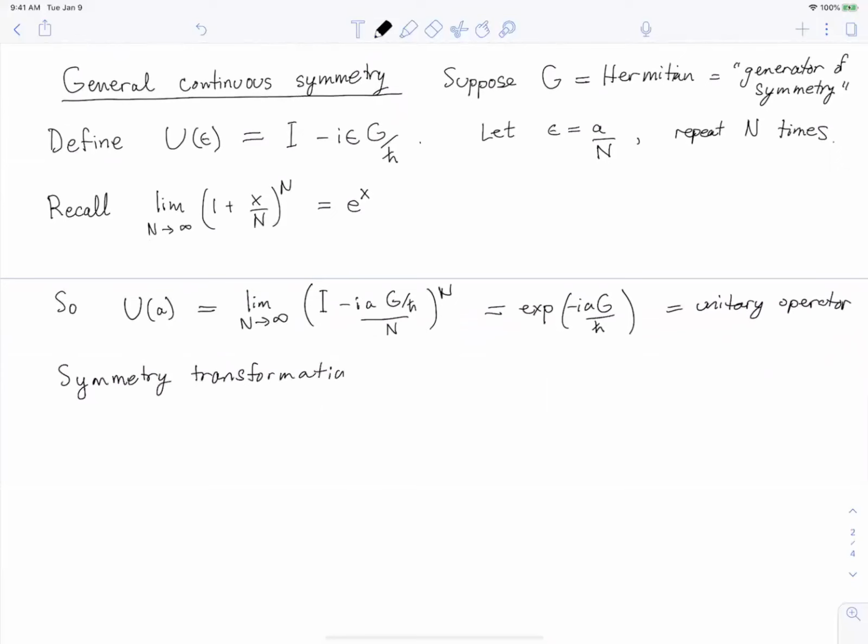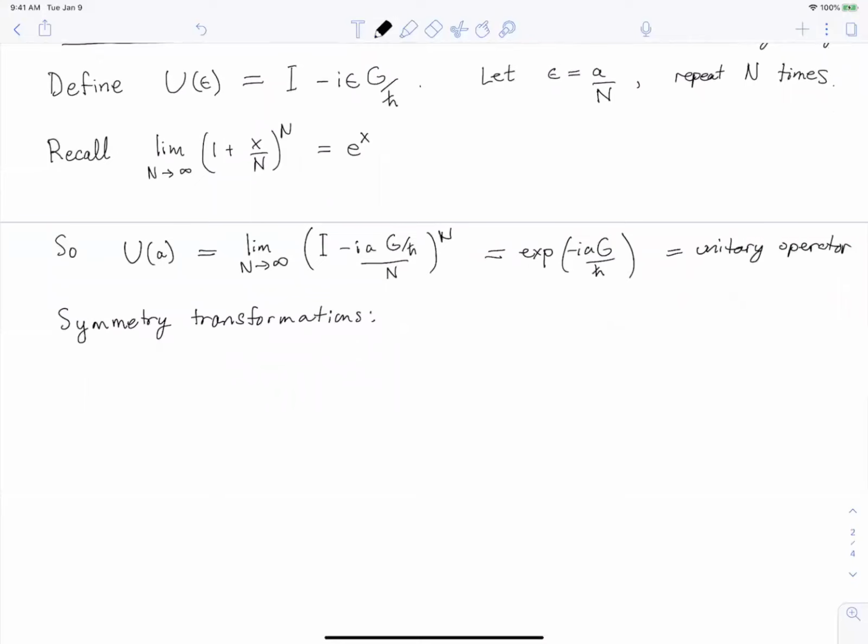Either in the active view or the passive view. So if I have any state psi, and I act on it with U of a, I'm going to get a state that I can call psi sub a. So this is equal to U of a acting on the original state psi. This is in the active view. The notation psi sub a means it's the state psi transformed by a.